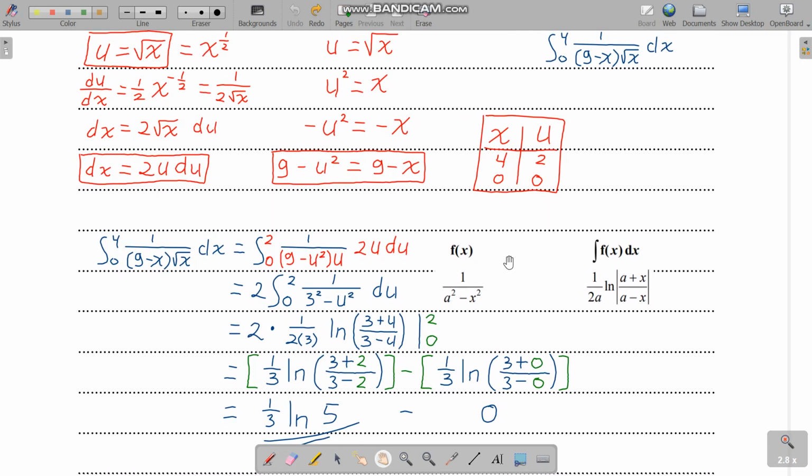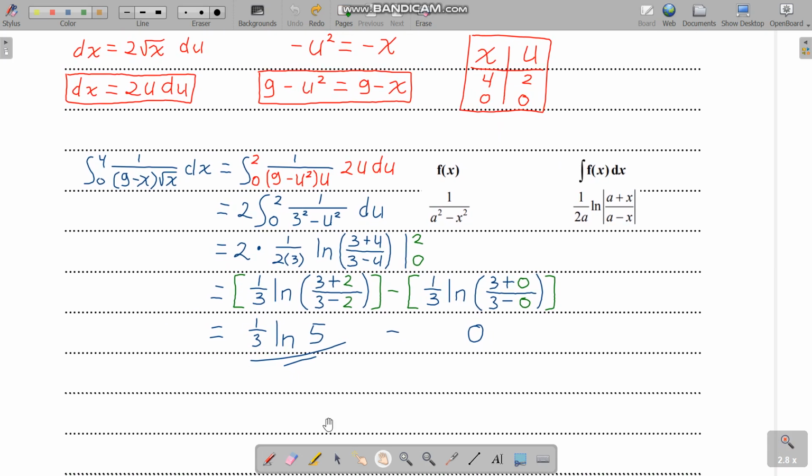So from the original integration here, we replace the terminals. 0, 4 becomes 0, 2. That's what we get. And we replace 9 minus x with 9 minus u squared. And we replace the root x with u from the substitution. And we replace the dx with 2u du. Now, since this integration is all in u, including the terminals of the integration, we can start integrating.